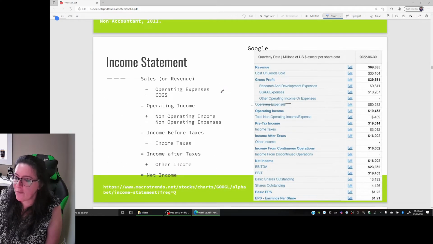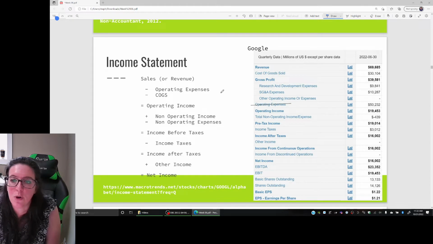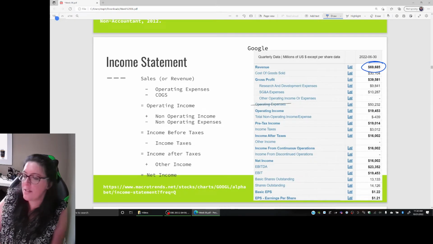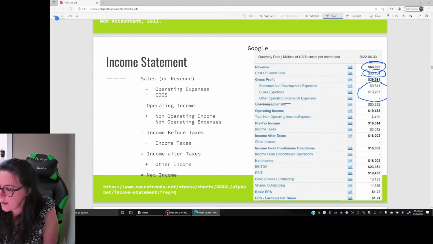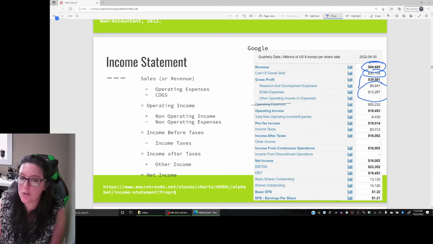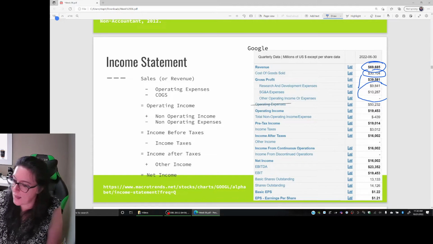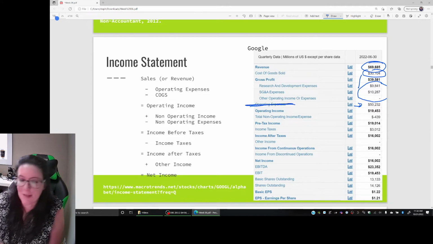So if we look, for example, at this report from Google, we can see revenue of $69,685. We can see the cost of goods sold, and then we can see the overhead costs. And if you add the cost of goods sold and the overhead costs together, you'll get this line right here. Now, this particular line is labeled operating expenses.